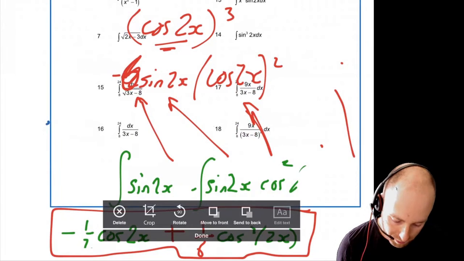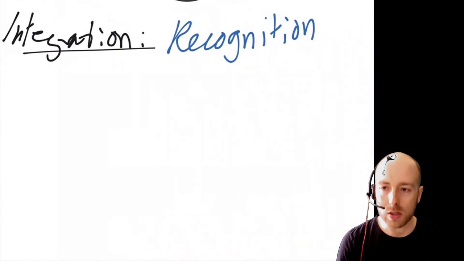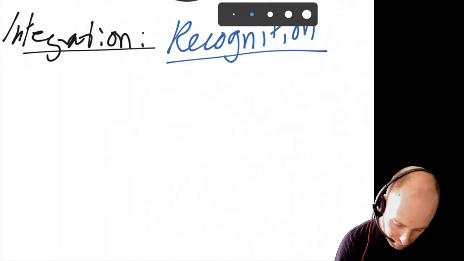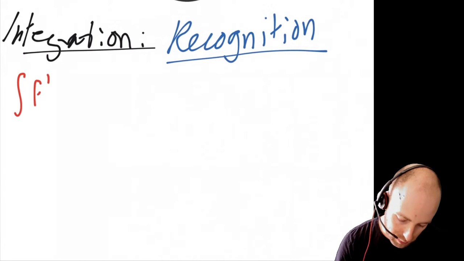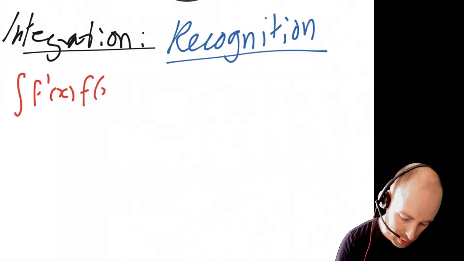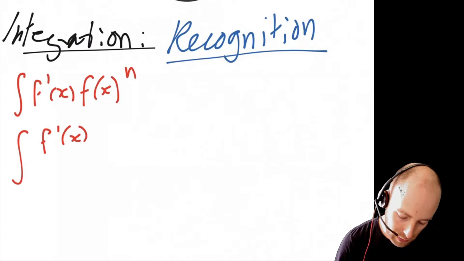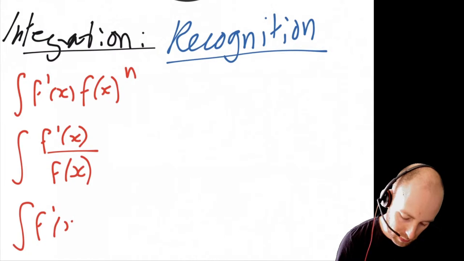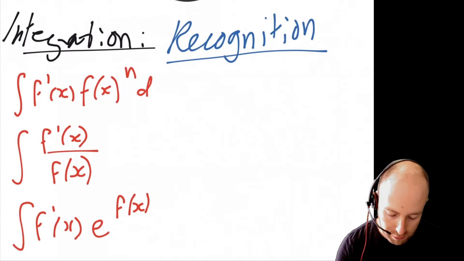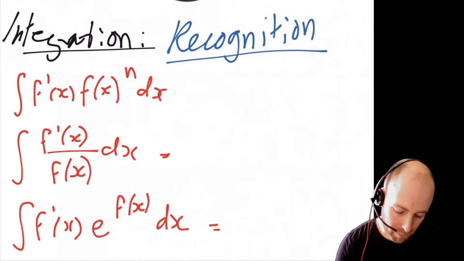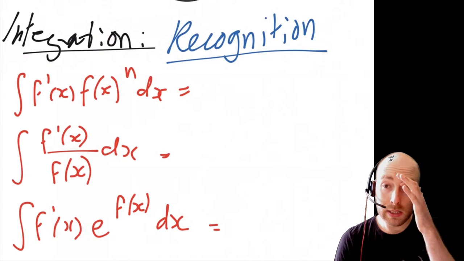Move this out of the way. So the ones that you, again, let's say recognize. There's three of these. If you spot it, it's the integral of a derivative times a function to the power n, the derivative over a function, or the derivative of e to a function. So these three cases are the ones that you need to be able to spot.